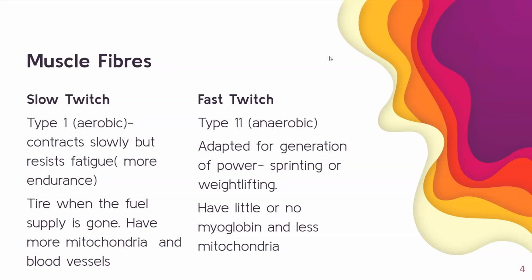They have little or no myoglobin in them, myoglobin being that compound we talked about earlier that attaches oxygen to the muscle, okay? If they don't really have that, we don't have as much oxygen. If we have less mitochondria, we also have less cellular respiration. So overall, we're producing less ATP with fast twitch muscles.